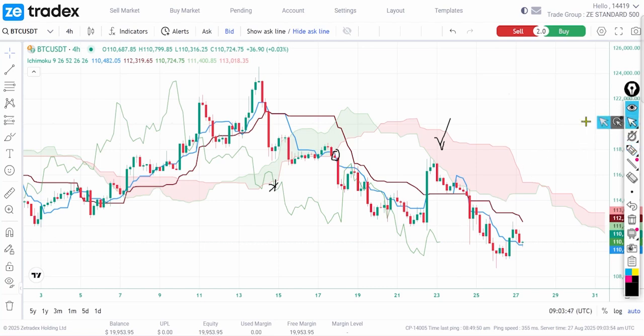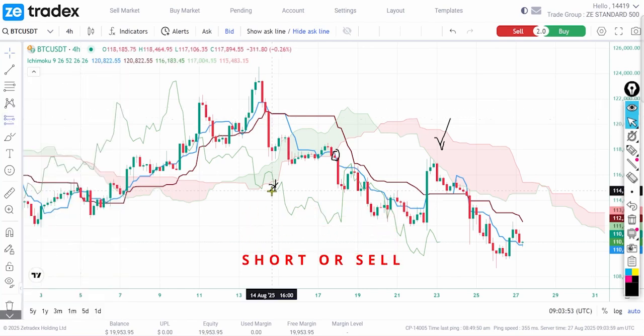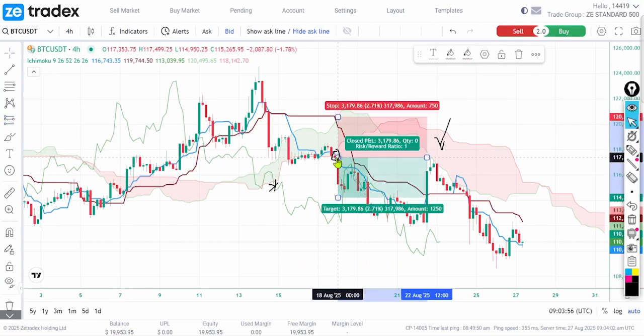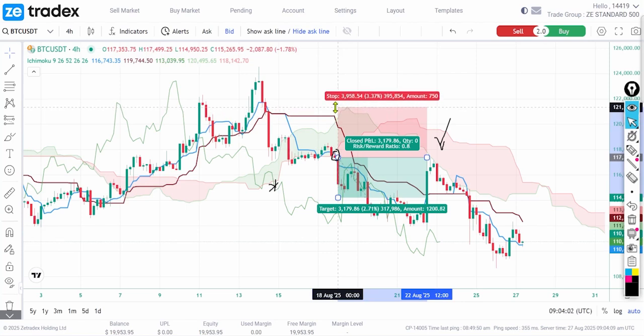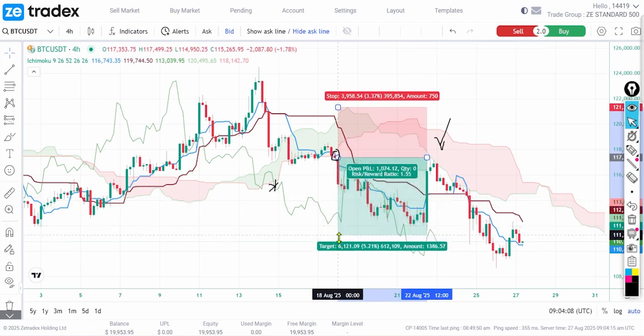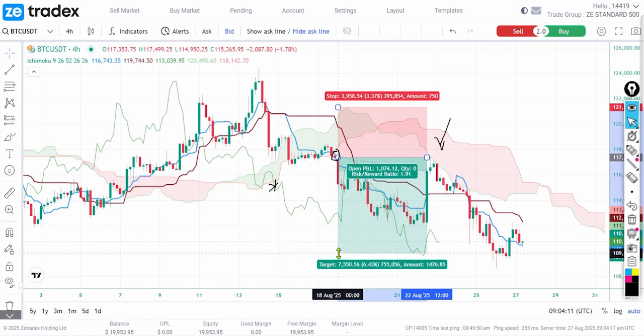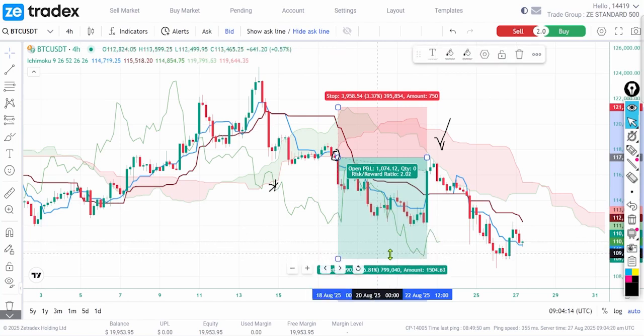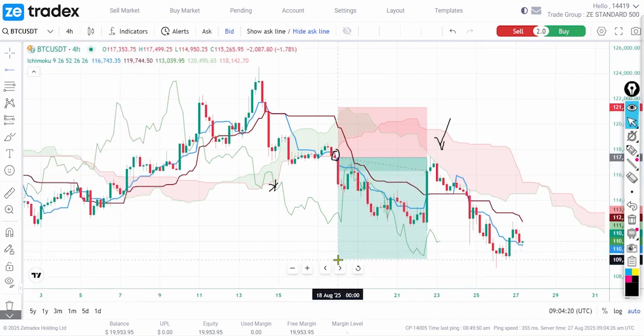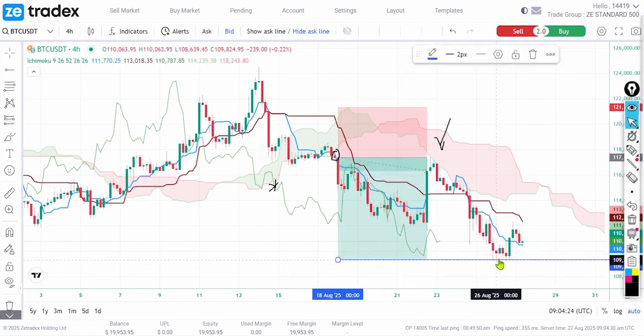Let's see if this trade was valid. You enter a short position. Let's enter a short position here. Now, the stop loss should be a little bit above the cloud, and we'll be using a 1-to-2 ratio reward. And let's see, okay, yeah, that could be our take profit right there. If we check, we can see that the price hit our take profit. This was a valid trade.